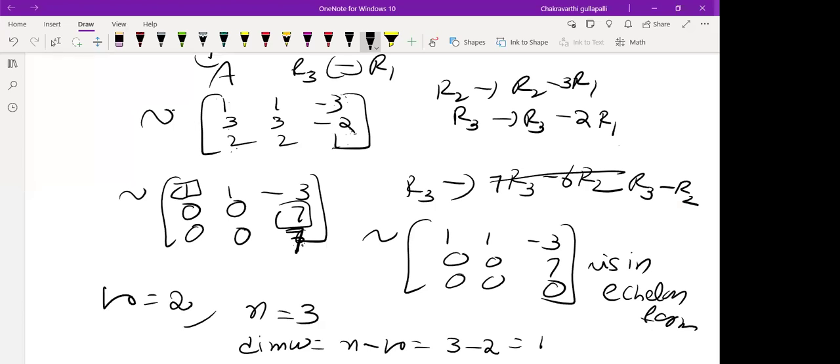ఇక్కడ 7 వస్తుంది. సో బట్ R3 minus R2 చేస్తే 0 వచ్చేస్తుంది. సో n minus R ఫార్ములా అంతే. సో ఇక్కడ మనకి అన్నిసార్లు n-k ఫార్ములా వర్తించదు. When independent components are there, independent conditions are there, or only one condition is there, n-k.